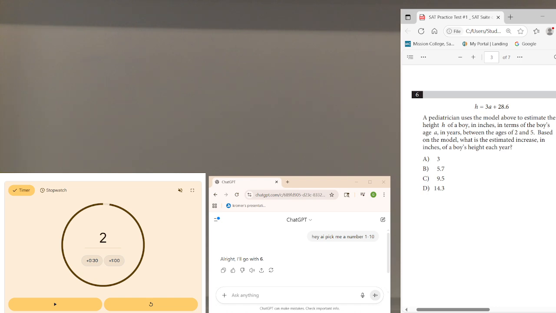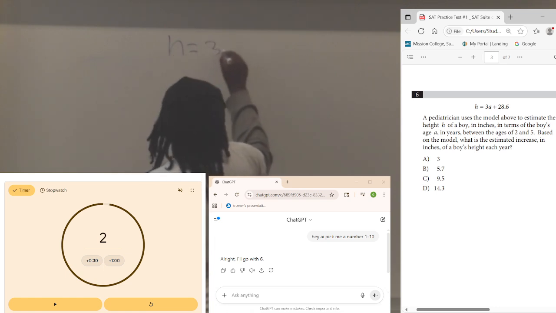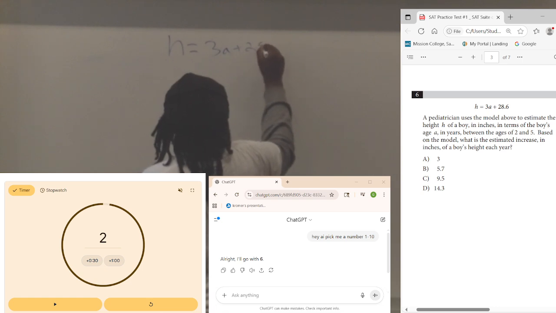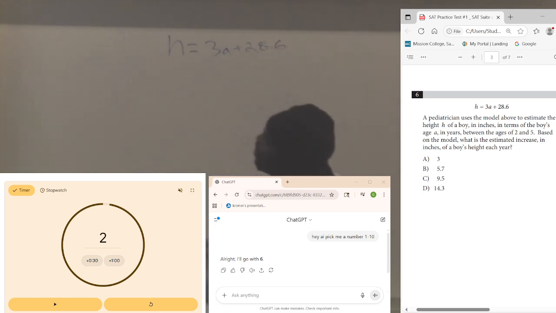So boom, what is this question essentially asking me? It's essentially asking me, what is the estimated increase in inches of a boy's height each year? Boom. So let's go ahead and write the given formula, right? You have H equals 3A plus 28.6. All right, cool.